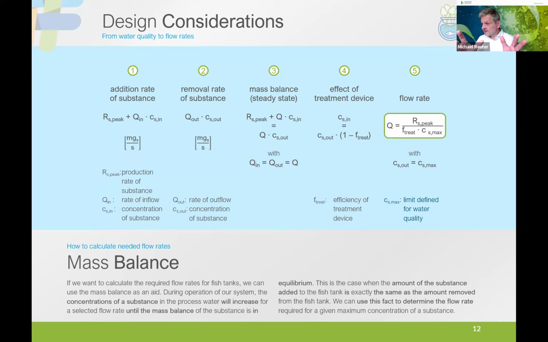We will look into this again in 2 weeks when we are talking about operation of RAS, and then we will also do a little example of these calculations that makes it probably a little bit clearer. But I wanted to state this already today, that this is one of the main or basic considerations that we have to look into if we want to design a recirculating aquaculture system and the different treatment devices that we would need.